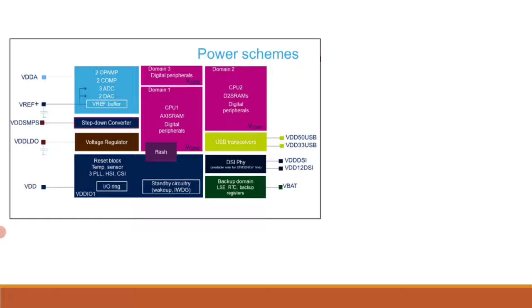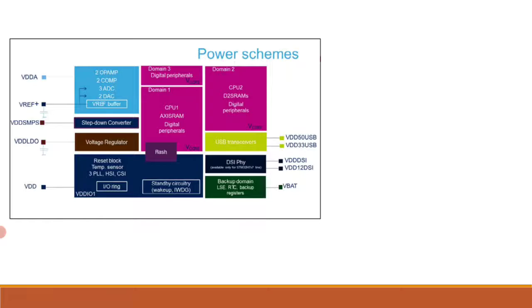In addition, it supplies the standby circuitry, which includes the wake up logic and independent watchdog. VDD supplies the step-down converter, which may directly provide the VCORE supply. VCORE supplies the three domains: CPU1 Cortex-M7, CPU2 Cortex-M4, and the D3 domain, with most of the digital peripherals and the SRAMs. The flash memory is supplied by both VCORE and VDD. VCORE may also be supplied through the voltage regulator, which is supplied from VDD LDO.